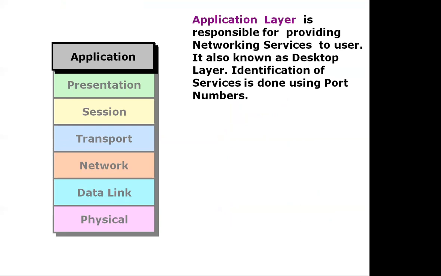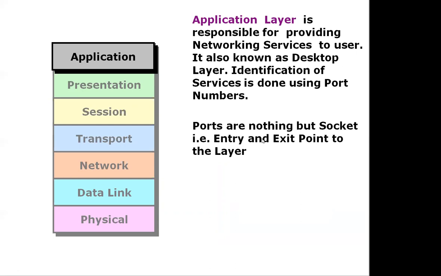The application layer is responsible for providing networking services to the user. It is also known as the desktop layer, and identification of services is done using port numbers. Now come to the point. The first line is: the application layer is responsible for providing networking services to the user.